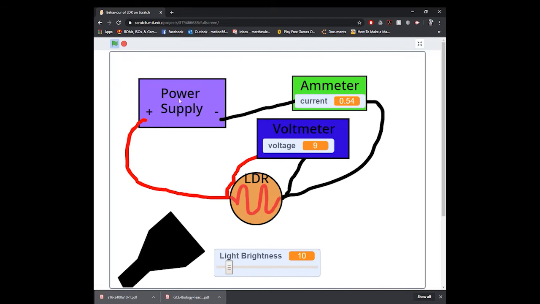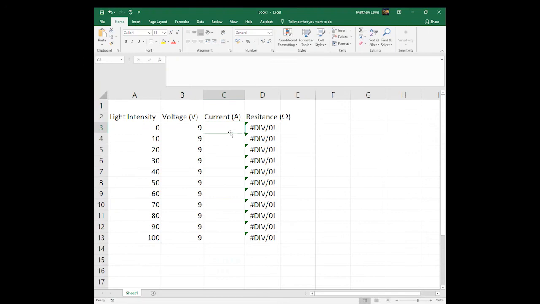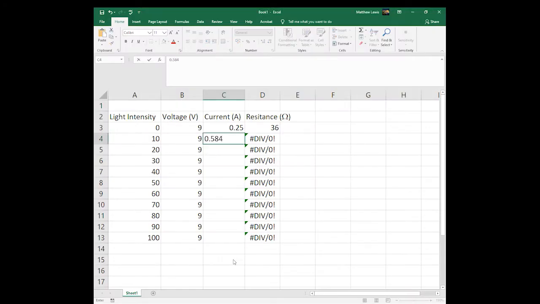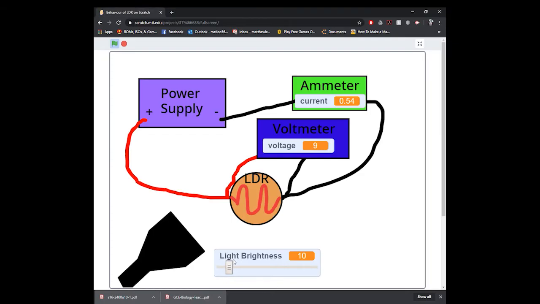At 0, write down the reading on the ammeter. So 0 was 0.25. Then we went up to 10, 0.54, and we continue on getting all your results. Pause the video now to do that.